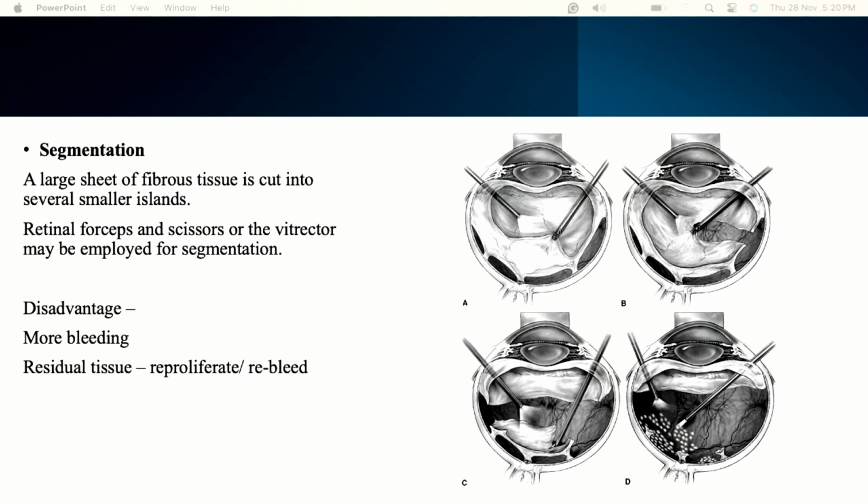So what are the disadvantages this will have? As we'll be cutting through the membrane, we'll be cutting through the blood vessels, so it will cause more bleeding. And also residual tissue can reproliferate in the postoperative period. It can cause a recurrent detachment.